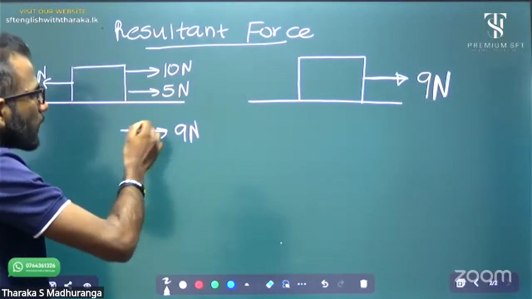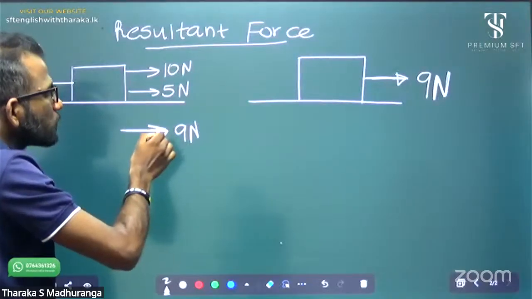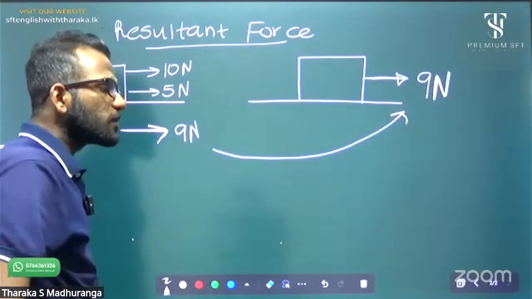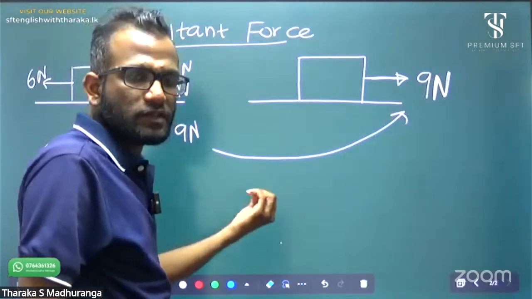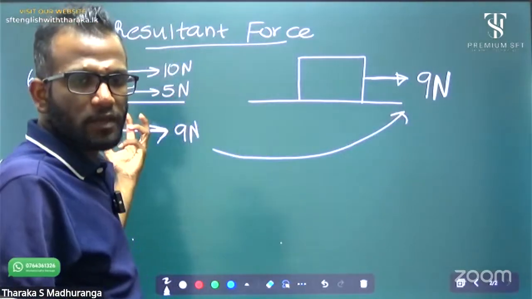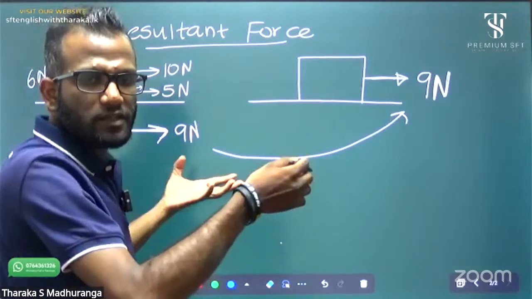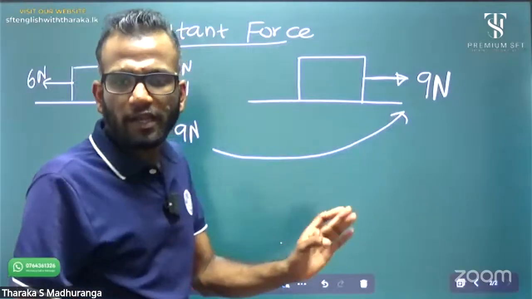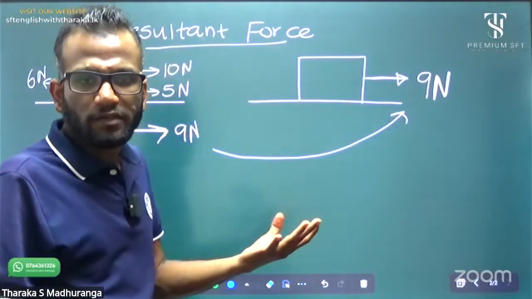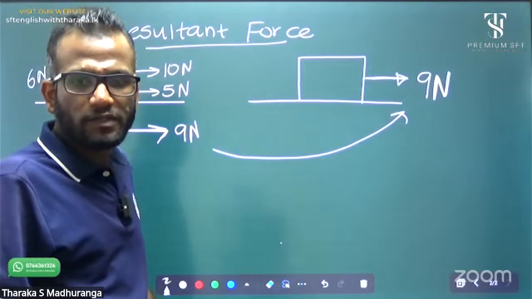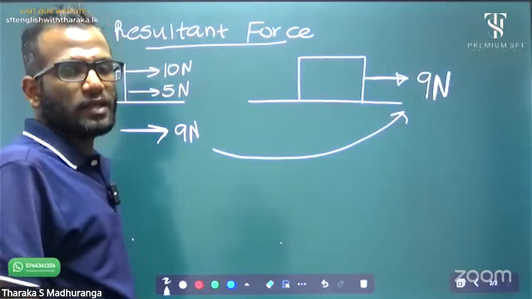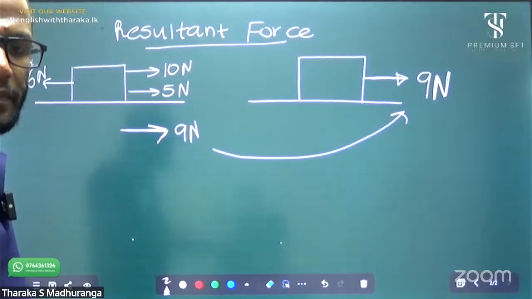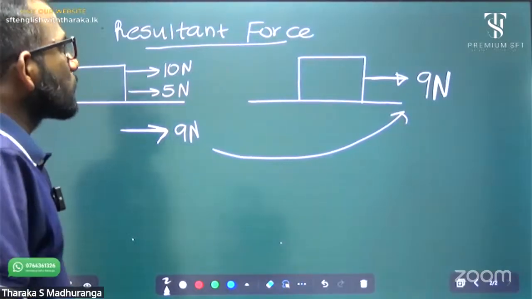Okay, now the difference, the unbalanced force, is 9 Newton. That we call the resultant force. A resultant force is a single force instead of the full force system, doing the same work as the force system. That's the definition of the resultant force. Okay, clear?